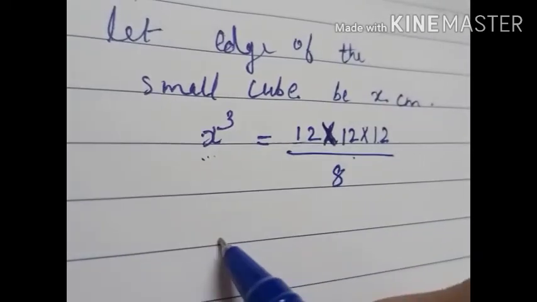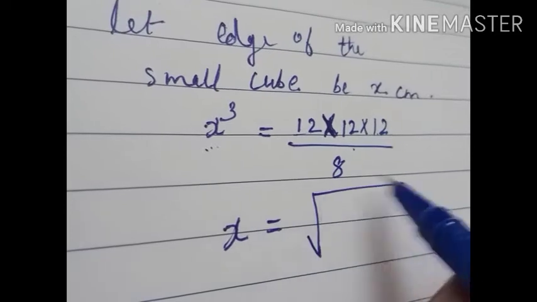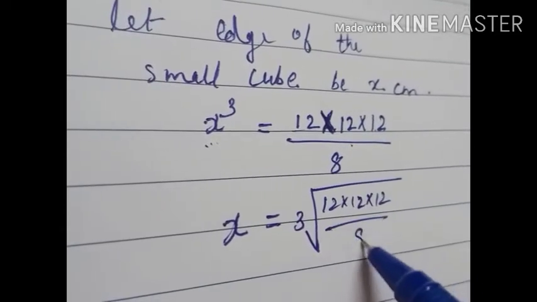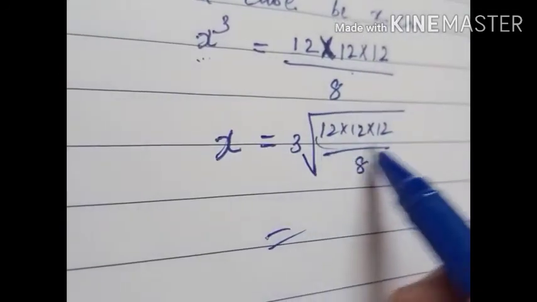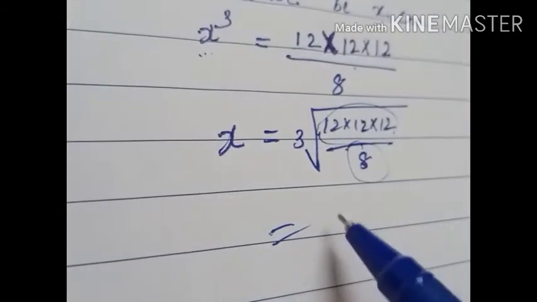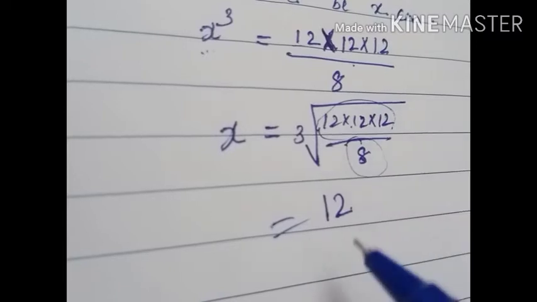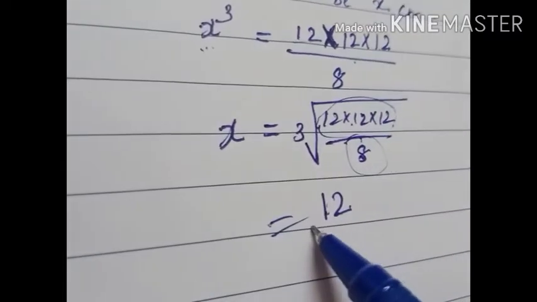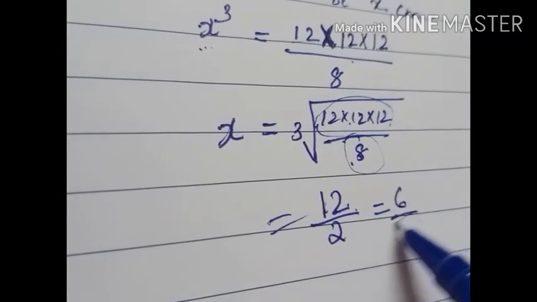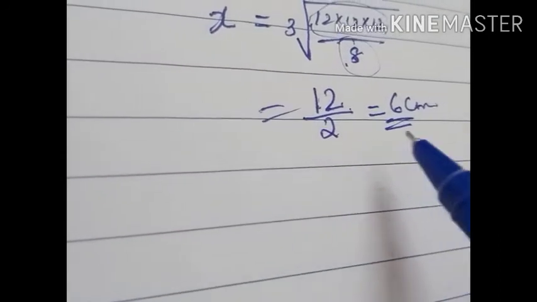Okay. So here we can find x. Edge of the small cube x is equal to the cube root of 12 into 12 into 12 by 8. That means the cube root of the numerator and the cube root of the denominator. The cube root of the numerator will be 12 because 3 12s are there. So when we take the cube root, we get only one 12. Then the cube root of 8 is 2. So 12 by 2 is 6 centimeter. This is the edge of a small cube.